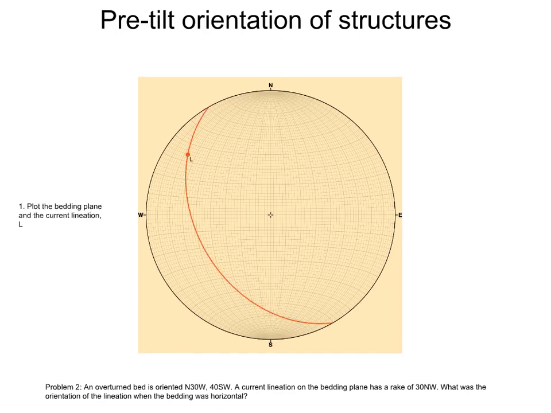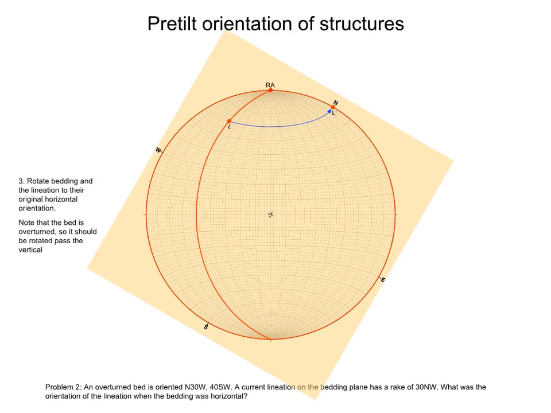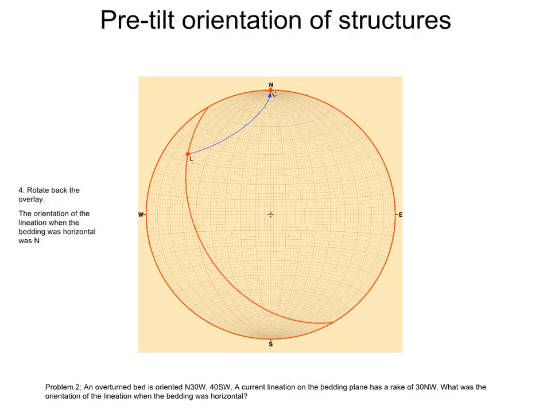First, we draw the plane and the current lineation. Then, we rotate the overlay to make the strike of the bed fall on a vertical straight line on the net. The rotation axis is RA. Then, we rotate the plane and the lineation to their original orientation before tilting of the bed. Note that the bed is overturned, so it should be rotated anti-clockwise about the rotation axis, past the vertical. Finally, we rotate back the overlay. The orientation of the lineation, L', when bedding was horizontal is north. This is the direction of the current that deposited the bed.